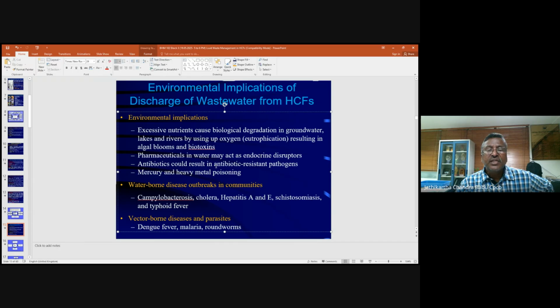And antibiotics could result in antibiotic resistant pathogens being present in the liquid waste if discharged into the environment without any treatment. Mercury and heavy metal poisoning may also be caused because of the presence of heavy metals in the liquid waste generated from the hospitals. And if it is not properly disposed, it is going to cause various waterborne disease outbreaks.